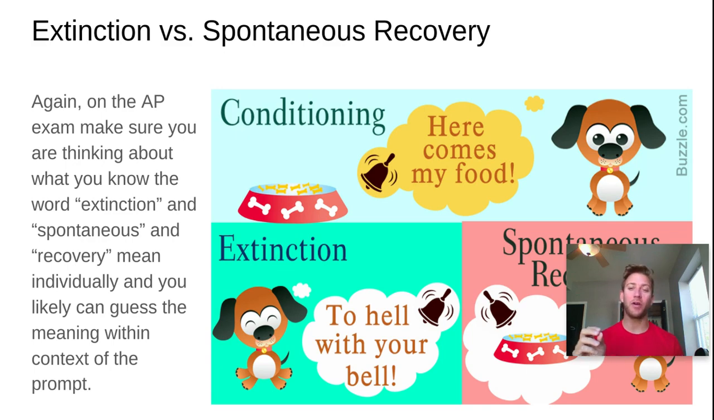And so again, spontaneous recovery is when extinction occurs, but then you re-pair the bell and the food, or the conditioned stimulus with the unconditioned stimulus, and then now the dog is going to be salivating. So it's now back. The conditioning has now come back.